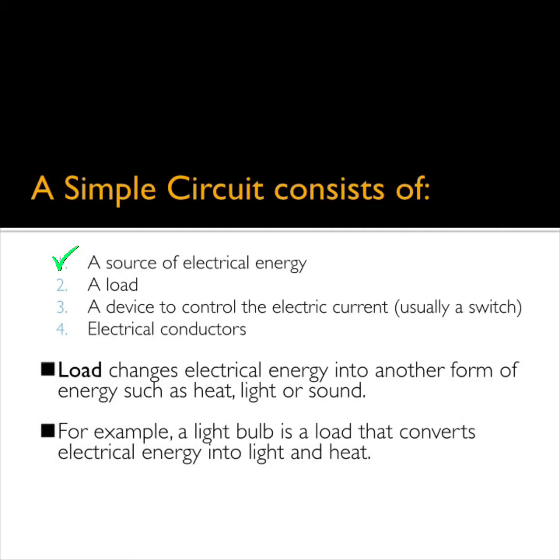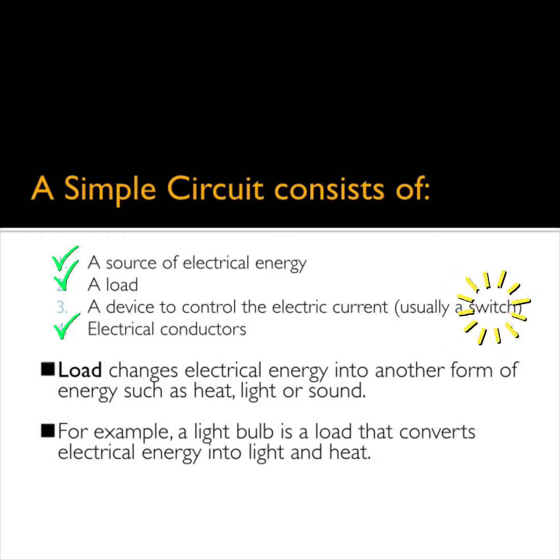The first part you must have is a source of electrical energy, generally a battery. Then you need a load. A load changes the electrical energy into another form of energy, such as heat, light, or sound. For example, a light bulb is a load that converts electrical energy into light and heat. Finally, these parts are connected together with an electrical conductor, such as a wire.